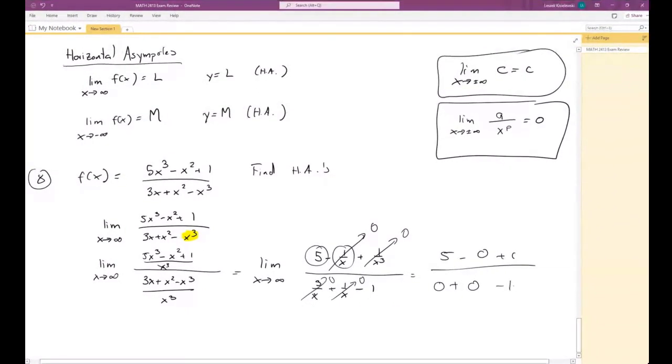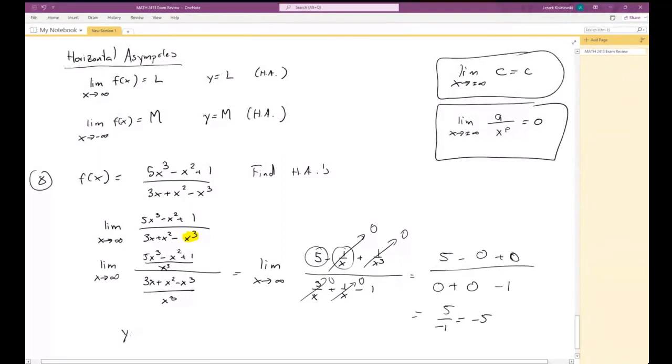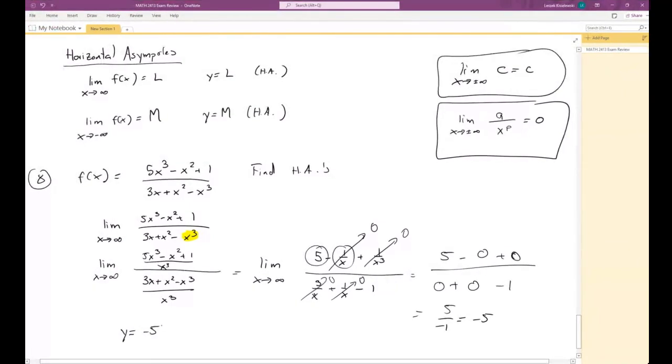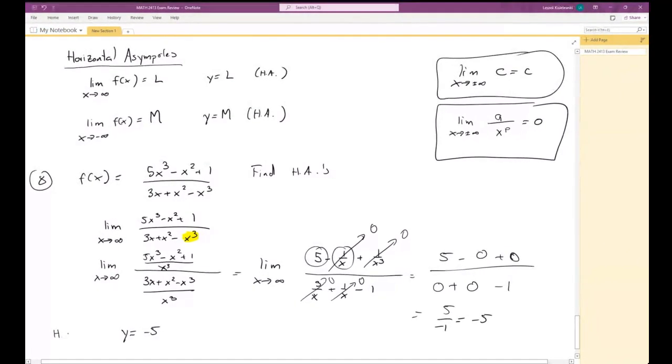And then the constant is right? So you're going to end up with 5 over negative 1. So that's a finite number. So indeed, in the long run, as x goes to infinity, our function approaches the line y equals negative 5. Right? So that's a horizontal asymptote.